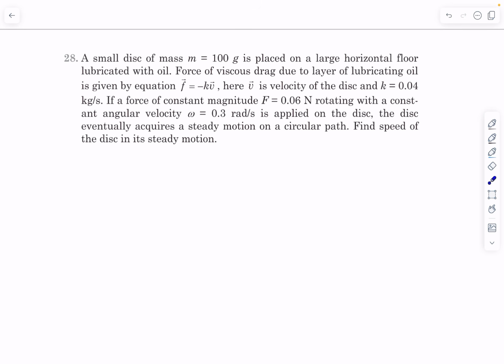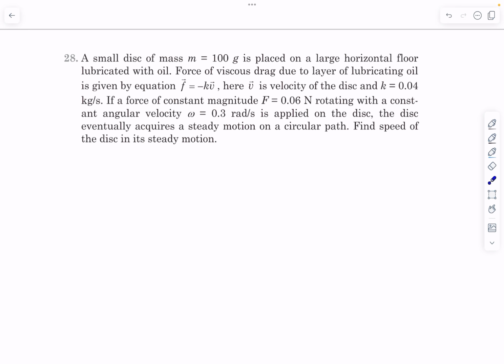So we have a small disk whose mass is m, and it is placed on a large horizontal floor which is lubricated with oil, similar to the last problem. Now here the force of viscous drag due to a layer of lubricating oil is given by this equation, the same equation as last time. And v is the velocity vector of the disk, and the value of k is given. If a force of constant magnitude f rotating with a constant angular velocity of omega is applied on the disk, it eventually acquires a steady motion on a circular path. Find the speed of the disk in its steady motion.